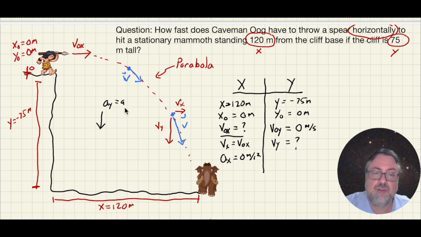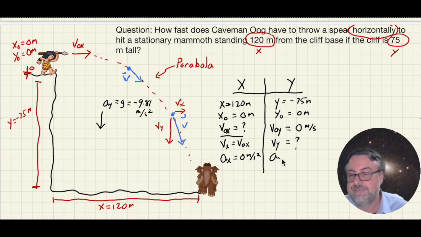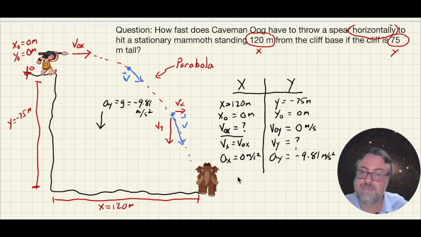So a_y is going to be equal to gravity, which is equal to minus 9.81 meters per second squared, and always points down. And the time is the same for both the x and the y direction. So sometimes I like to put the time down here to remind me that it's both for x and y.